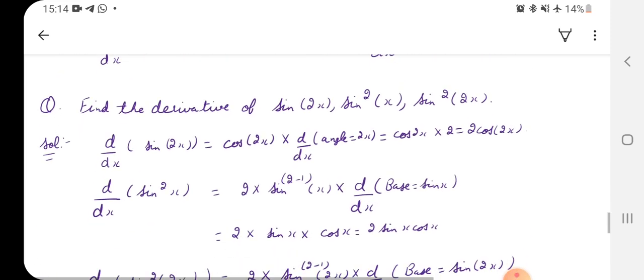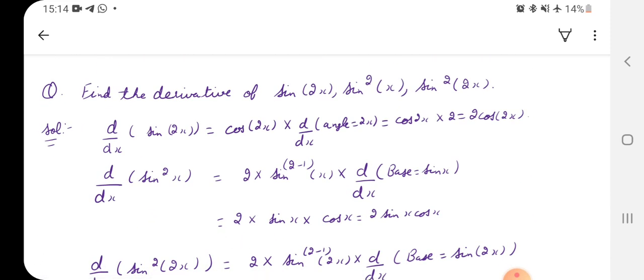So first of all, they said find the derivative of sin 2x, then sin square x, then sin square 2x. With all these three you will get to know how to find the derivative of trigonometric functions. First of all, derivative of sin 2x. Now as you all know, derivative of sin x is what? Cos x into derivative of angle. Now here angle is 2x, so derivative of sin 2x will be cos 2x, right? So into derivative of angle.